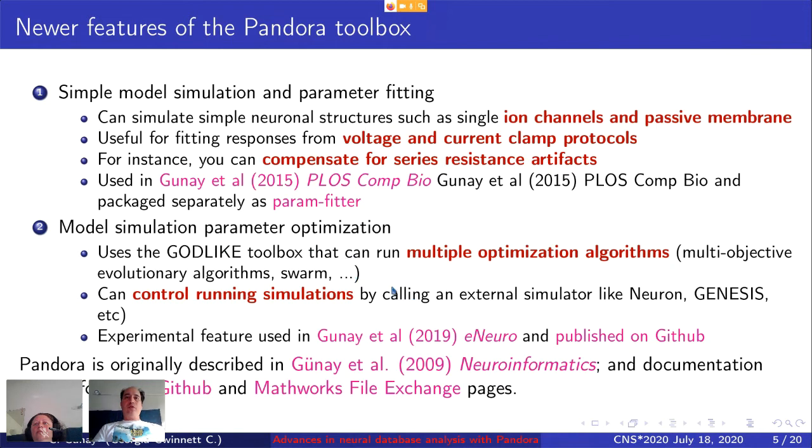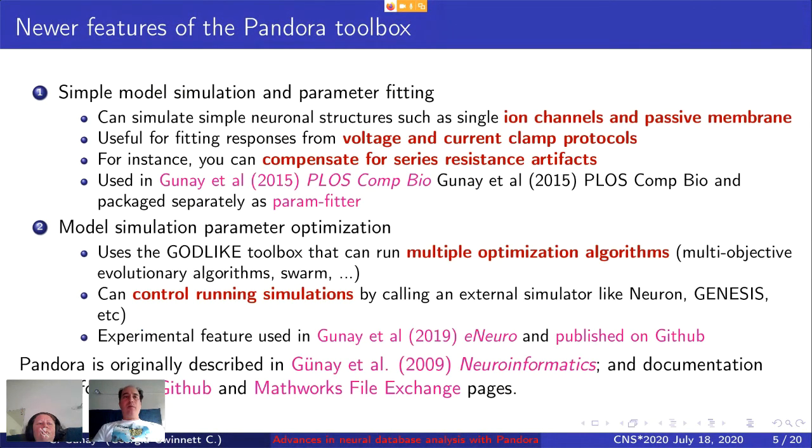And while I was doing that, I was able to make Pandora run external simulations. We were using Genesis, but you can use Neuron or any other simulator. It's just calling an external simulator. And this was published in the 2019 paper, and we have a link to a separate GitHub for this feature.